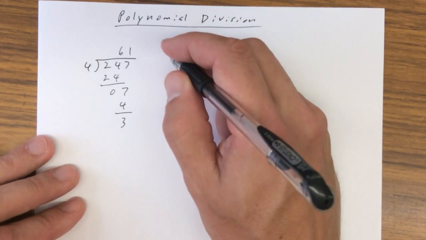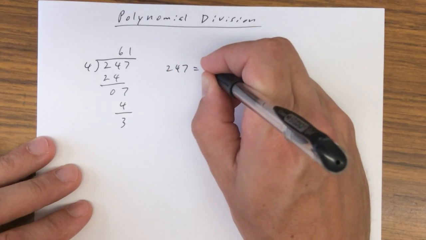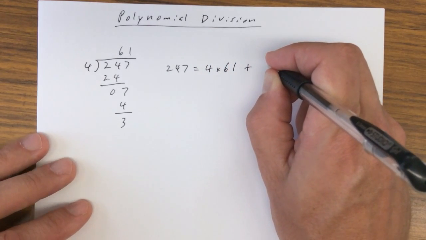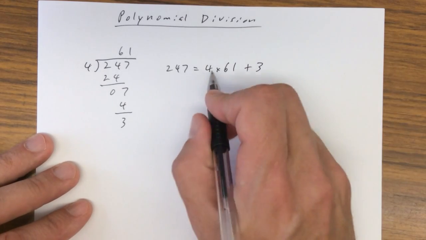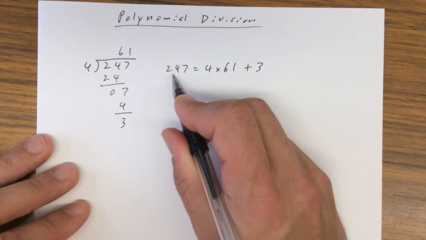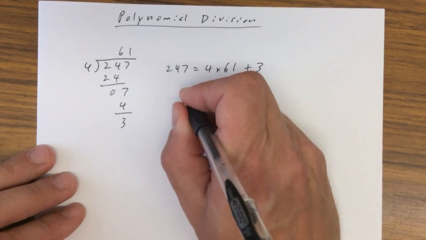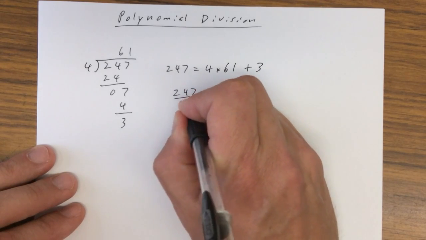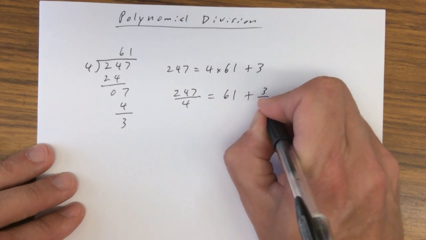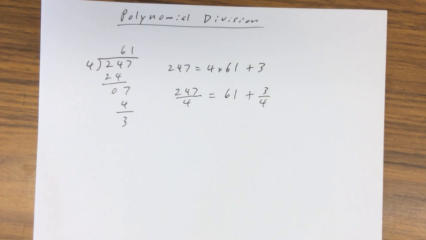And then you can write a little statement here that 247 equals 4 times 61 plus the remainder, which is 3. So 4 times 61 is 244 plus 3 makes 247. Another way of writing this, if you want to write it as an actual division, is 247 over 4 equals 61 plus 3 over 4. So it goes in 61 and 3/4 times. That's another way of looking at that division.